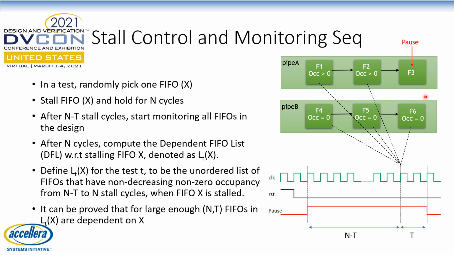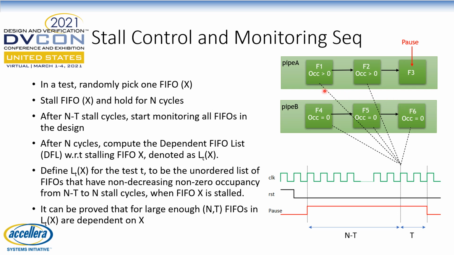To explain the situation better, let's take the example on the right, where we have two pipes containing 3 FIFOs each in a linear data path, and we randomly pick FIFO F3 to be paused. And we pause the FIFO for a long duration, and after N minus T clock cycles, we launch threads to monitor all the other FIFOs. Now, if N minus T is large enough, then all the traffic that was driven in this test through pipe B would have drained by that time, and occupancy of F3, F4, F5, F6 would be 0.